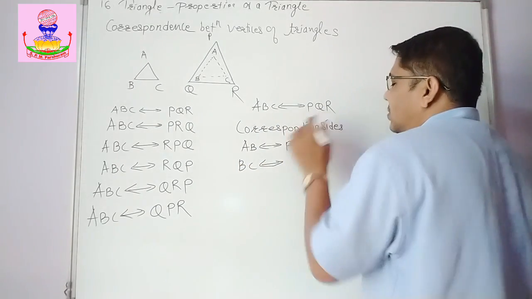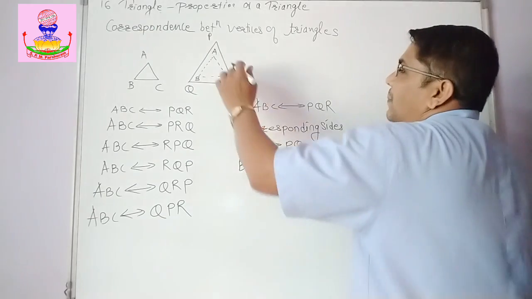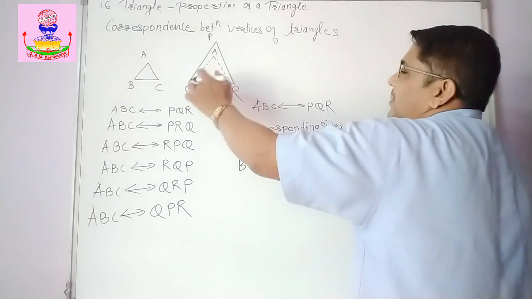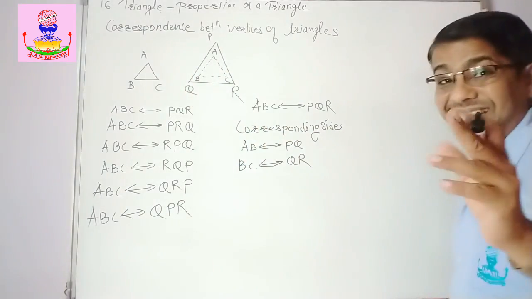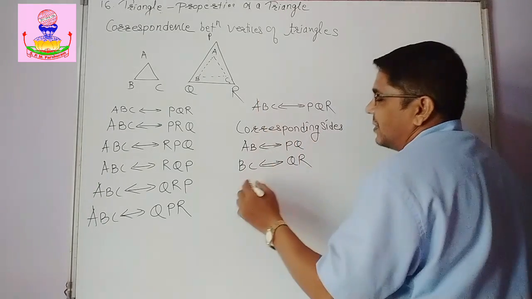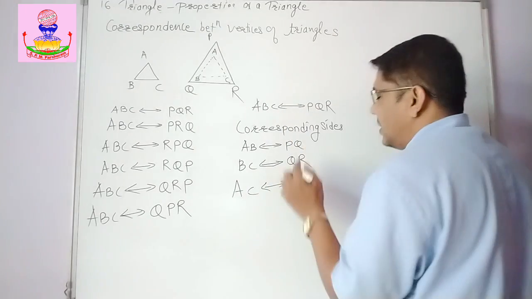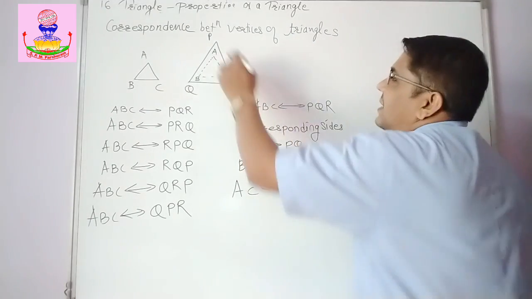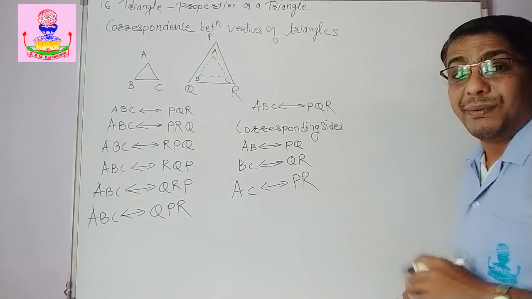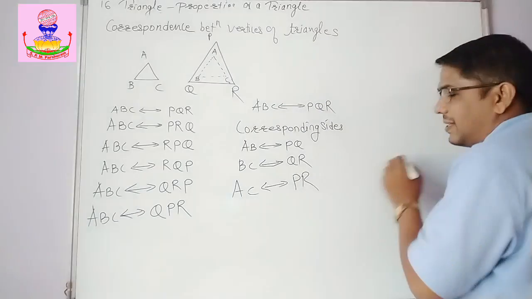Now if I take BC, BC is in one-to-one correspondence with QR. Check it there in the figure. Where is BC? Here. BC is in one-to-one correspondence with QR. Then AC is in one-to-one correspondence with PR. Check it.